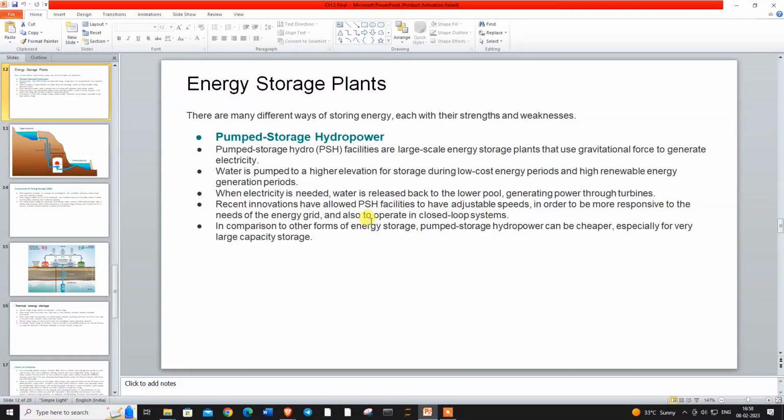Now in this case of pumped hydro storage power plants, in comparison to the other forms, this pumped storage power plant can be cheaper, especially for very large capacity storage. According to the Electric Power Research Institute, in the US, the installed cost for a pumped storage power plant varies from $1,700 to $5,100 per kilowatt, which is low as compared to the very high cost of lithium ion batteries.